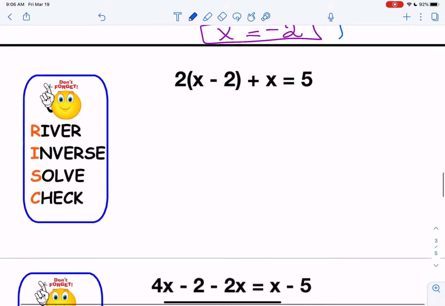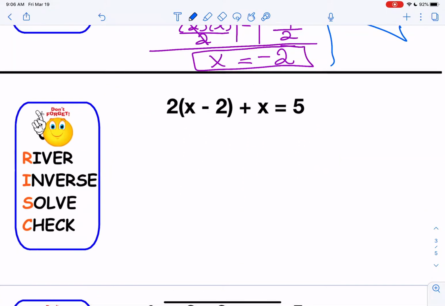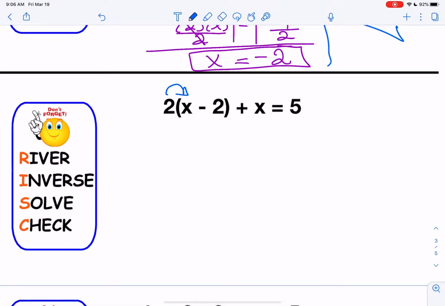Okay. For our next one, we have 2 times x minus 2 plus x equals 5. So here's an example where we're going to do the distributive property, but now we're also going to have to combine like terms. So here we go. I see the parentheses, we do that first. So it's going to be 2 times x and 2 times 2. So that's going to be 2x minus 4 plus x equals 5.